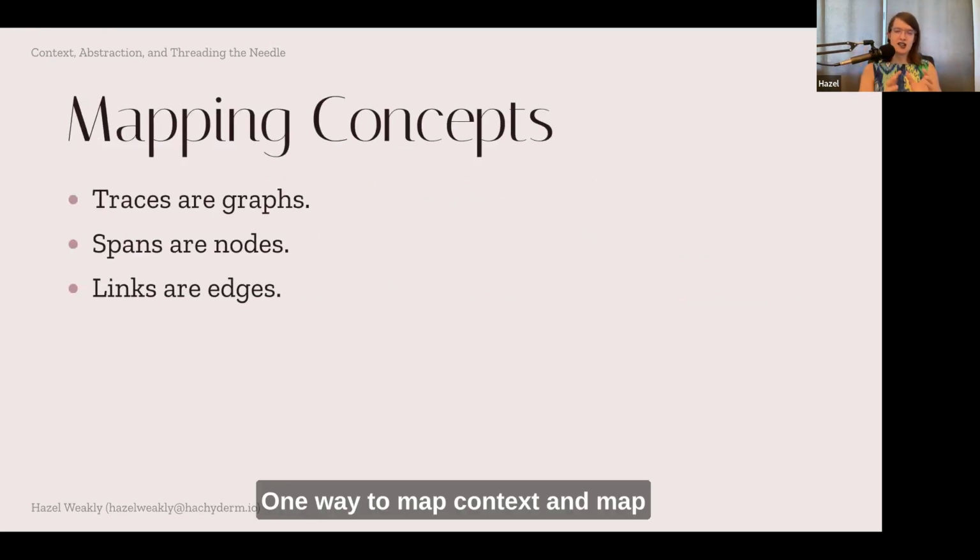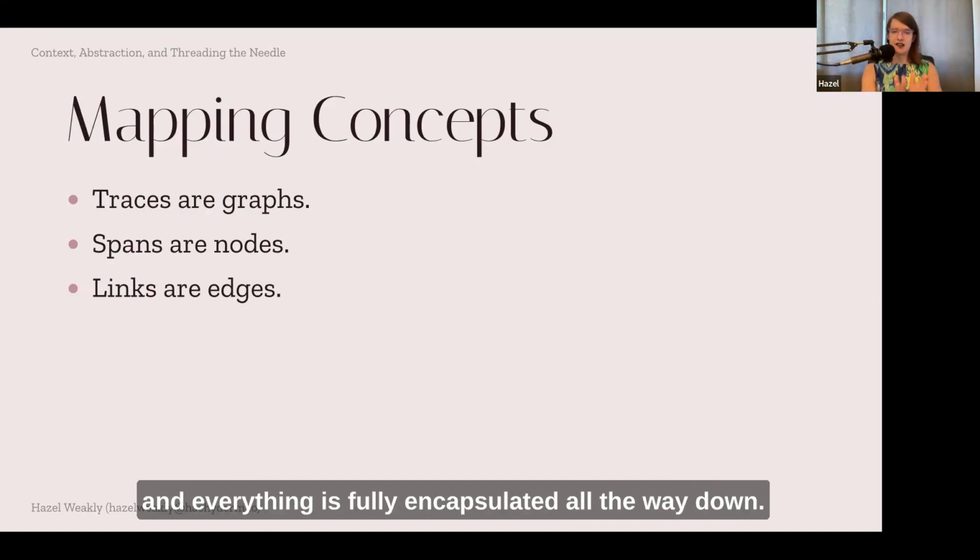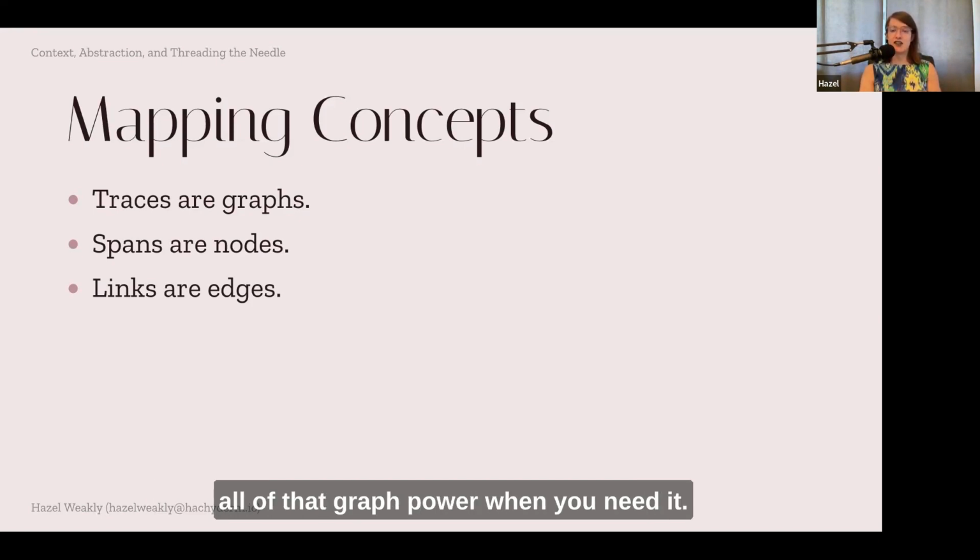One way to map context and map different aspects of OpenTelemetry together is thinking about the shape of those concepts. So traces are a graph, spans your nodes, and links your edges. Despite traces being a graph, they're often mostly thought of and best, most ergonomically designed as a call stack, which is a tree that is perhaps multi-branched, but that tree is very scoped in that the top node is always the widest and the longest, and everything is fully encapsulated all the way down. And that's the most natural and ergonomic way to do OpenTelemetry and tracing, and everything's going to push you towards that. But traces are a graph, and you can actually access all of that graph power when you need it, and sometimes you'll wish you didn't.